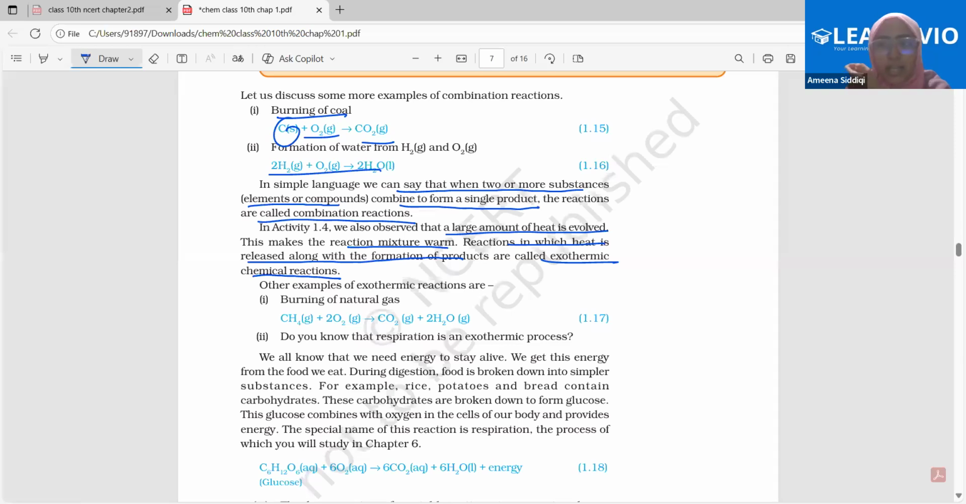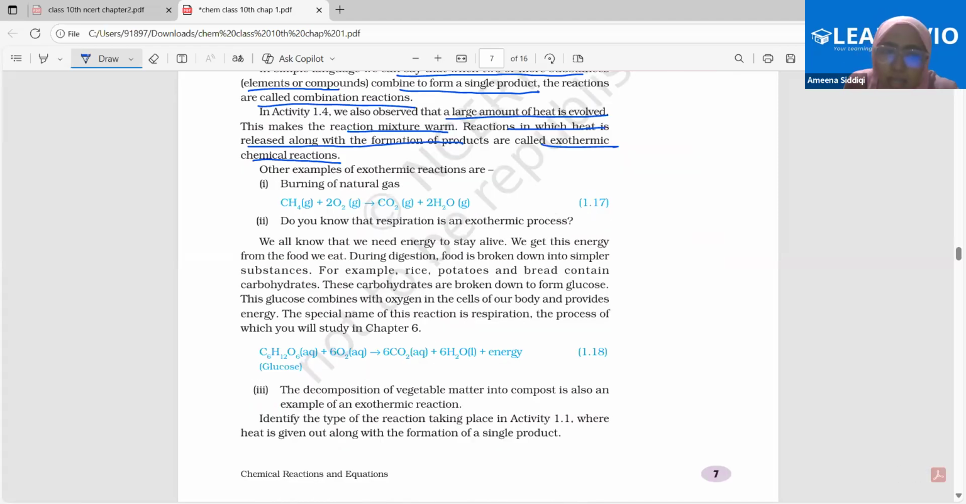So burning of natural gas is exothermic. Obviously, we will get heat energy there, right? Now see, one thing: this is a combination reaction. We are getting carbon dioxide along with water. Now, water will be mostly in the gaseous form. We are not really considering that here.